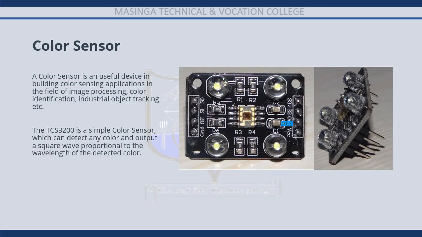The next sensor is a color sensor. A color sensor is simply a sensor which is able to detect colors. Every color has its own unique wavelength. This sensor is thus able to detect the unique wavelength of every color.